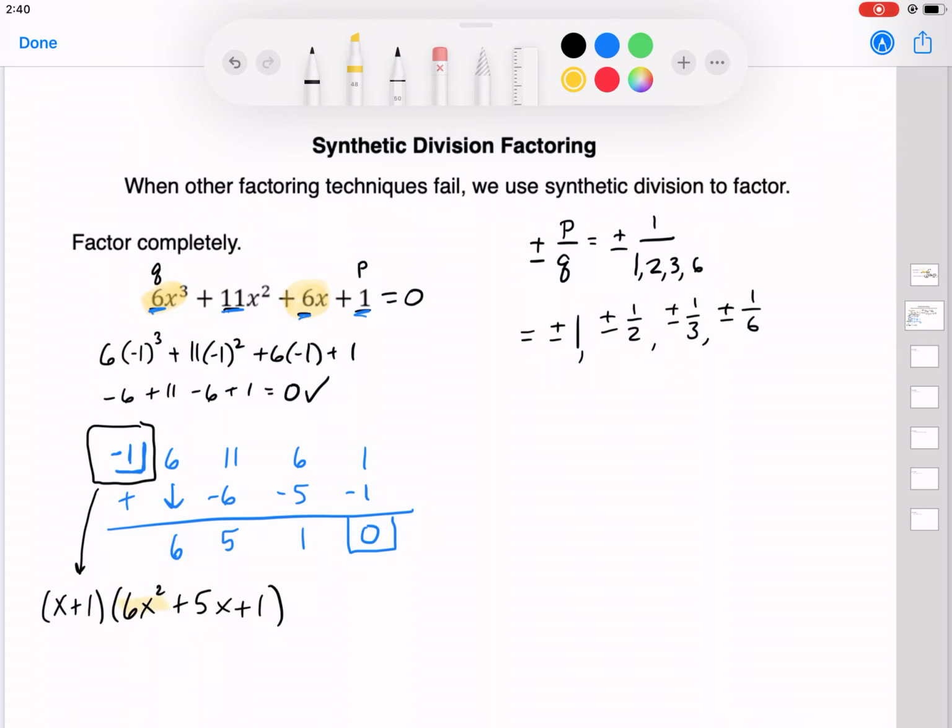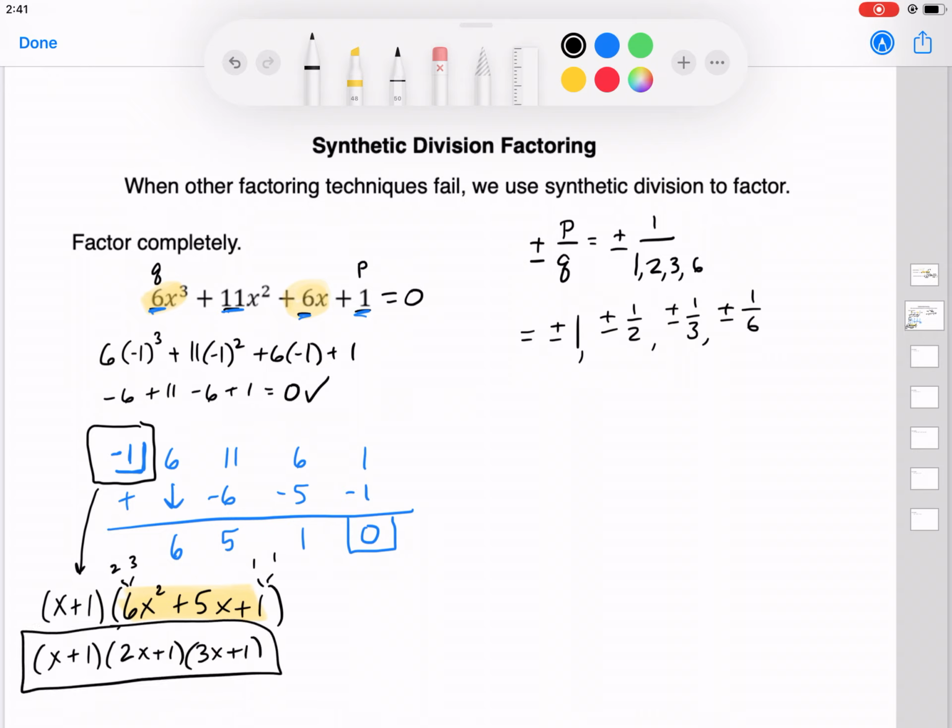Now when it comes to synthetic factoring, you're usually not done. This quadratic probably could factor more. The factors of 6 are 2 and 3. The only factors of 1 are 1 and 1. If you pair those up, 2 times 1 and 3 times 1, and add them together, you do get 5. So that means this is 2x plus 1, 3x plus 1. And now that they're all linear, I know for sure I can't factor down more.